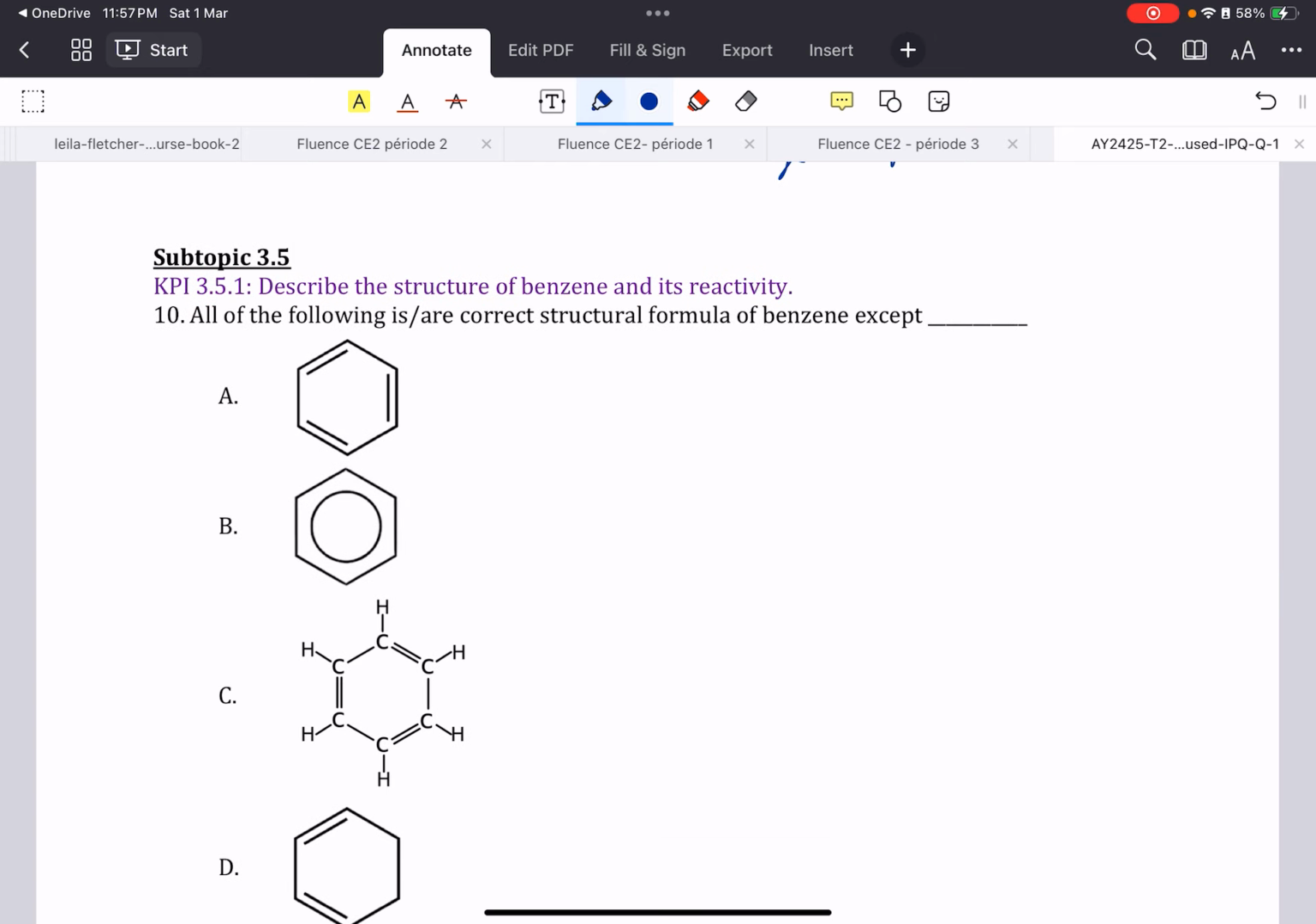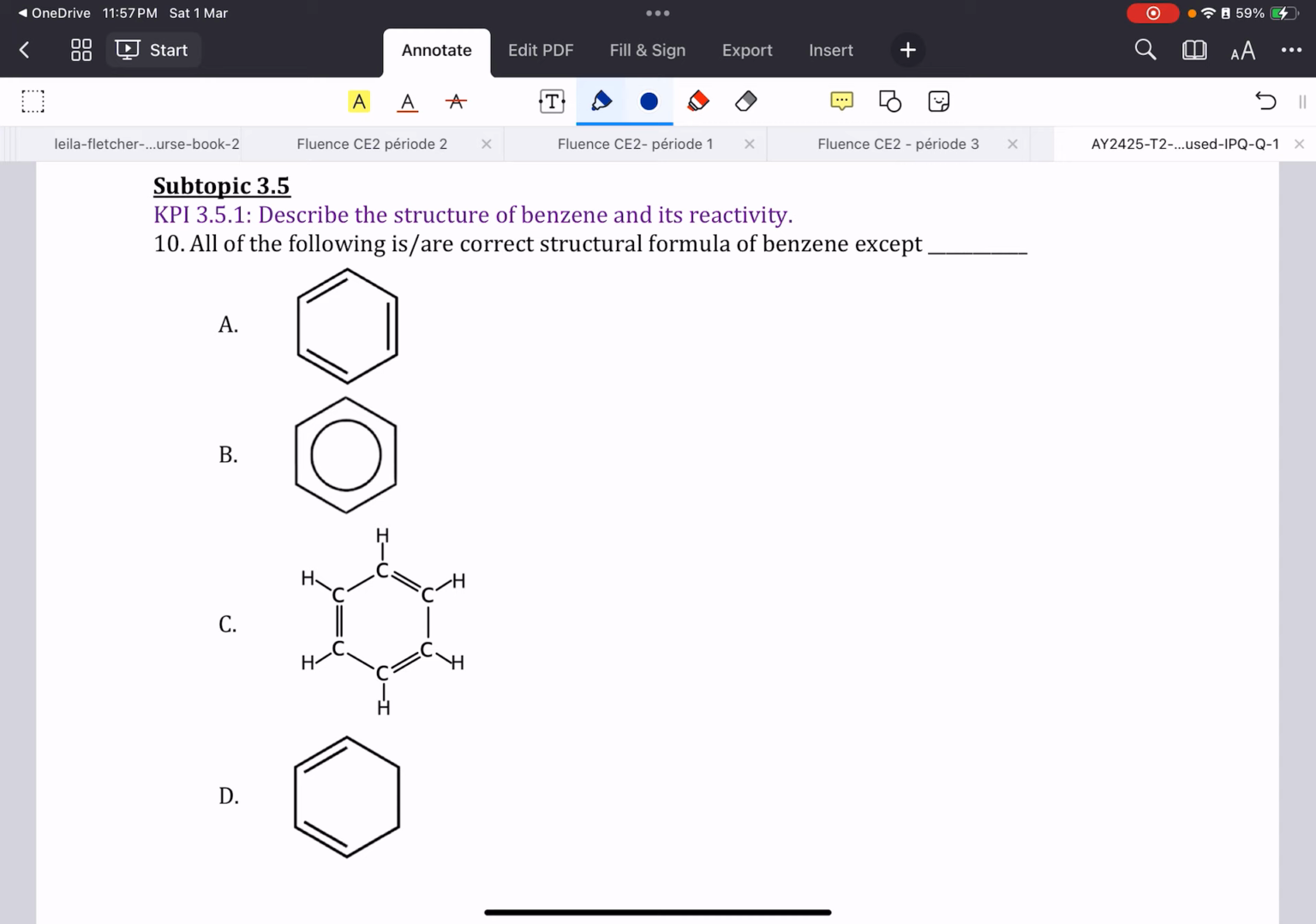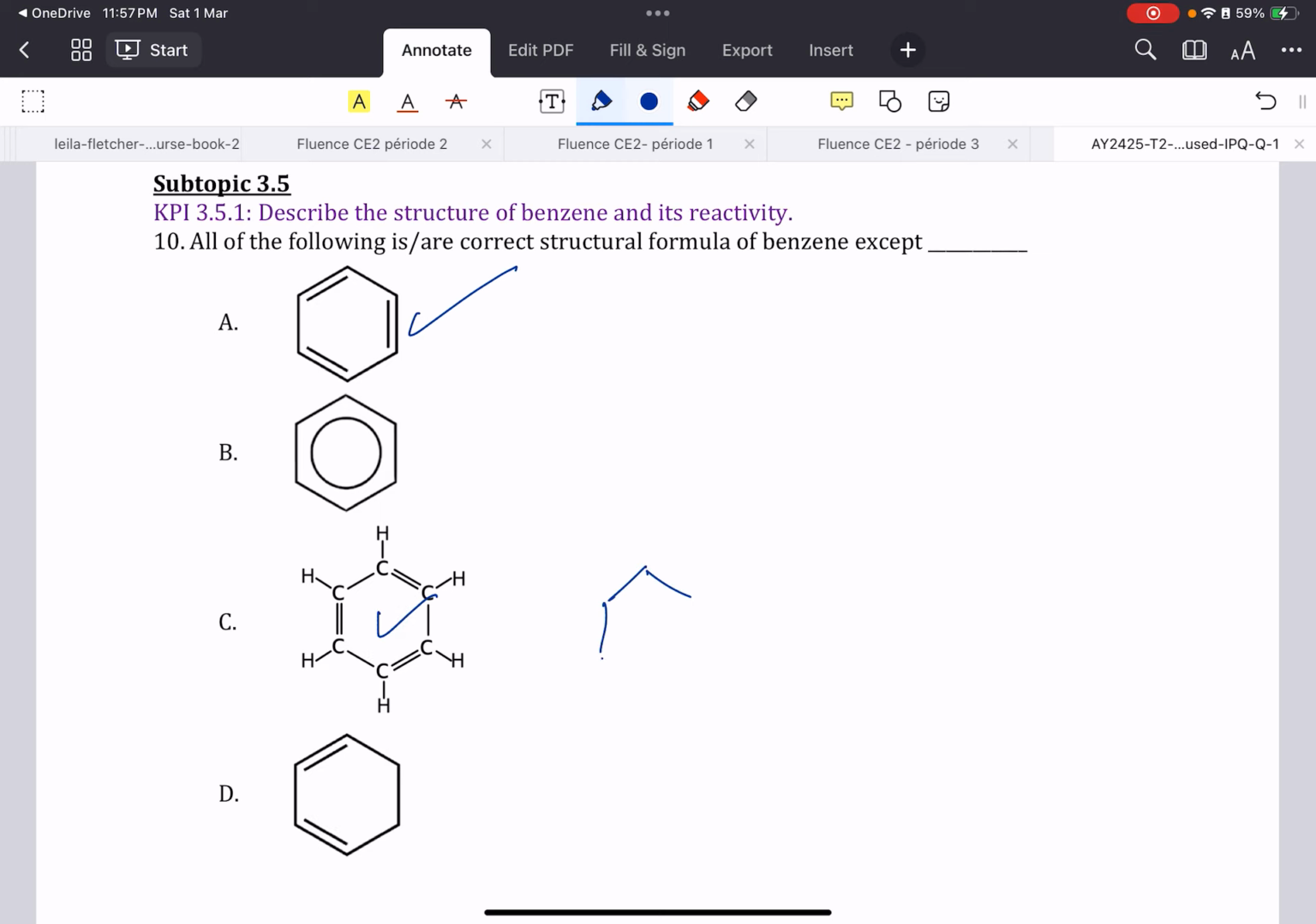Now subtopic 3.5, this is where we started talking about the benzene ring. So the benzene ring can be drawn in 3 different ways. I can do this one. This is a correct benzene ring. Or I can do this one, or like that. This is also a benzene ring. Or B. B is also a form of benzene ring.